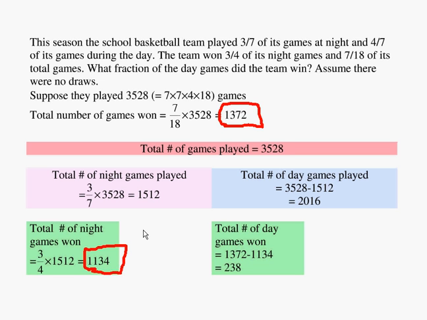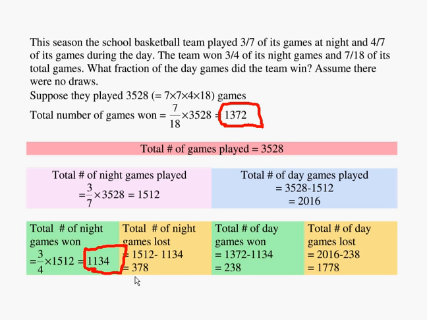I don't need to know how many games they lost at night, how many games they lost during the day, but let's find it out. Doesn't matter. Someday we might need it, right? Okay, so the team lost 378 games at night. I just subtracted 1,134 from 1,512, and the team lost 1,778 games during the day. I subtracted 238 from 2,016. Not that I need these, so let's cross them out. I did it just for fun. I don't need them. All right. So let's erase all the marks.